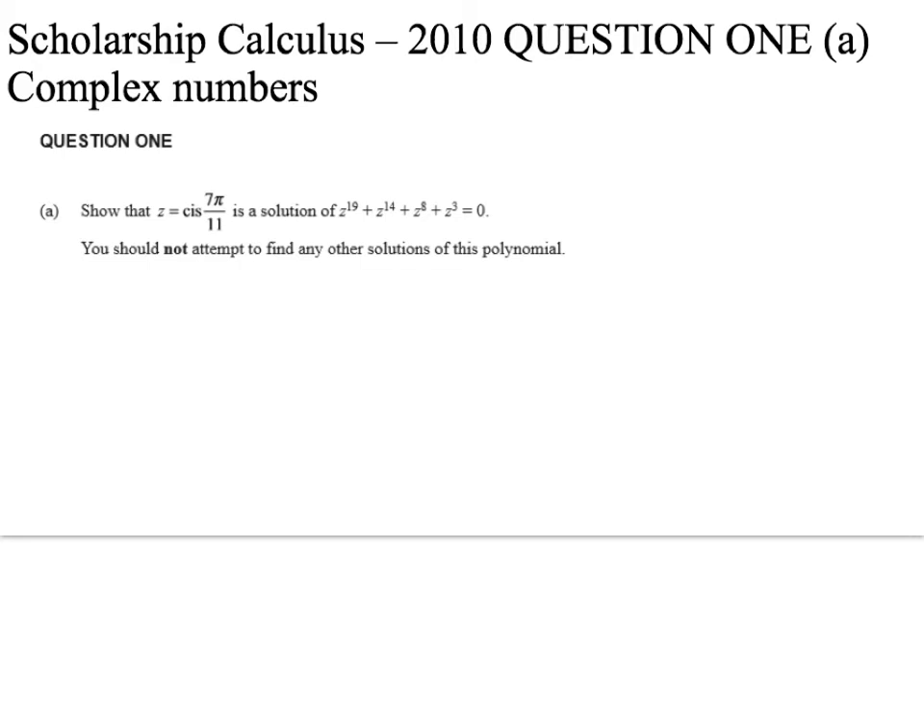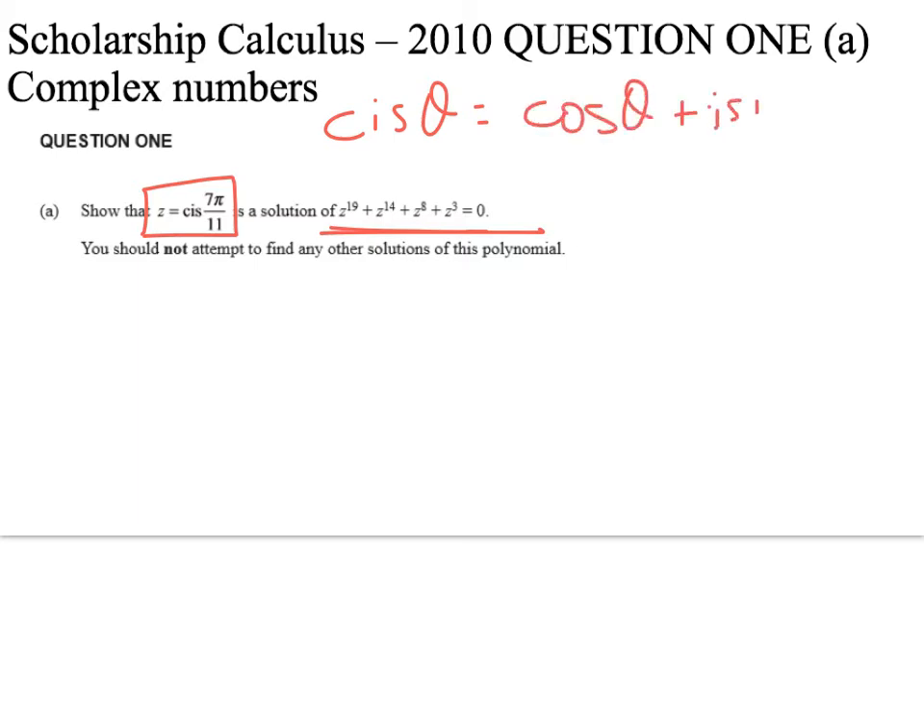So the question is to prove that this complex number, z equals cis 7 pi on 11, is a solution of this equation here. Remember that cis theta is shorthand for cos of theta plus i sine theta, right? And that's when we're using what we call polar form to write complex numbers. Now, if you're watching this video, you hopefully should know all of that already. If you're in my class this year, we haven't actually done this yet, but you'll figure it out as you go.